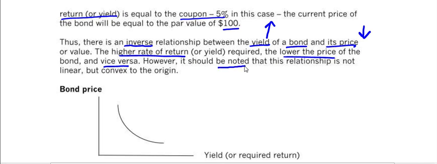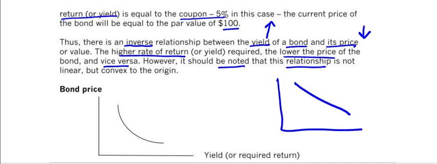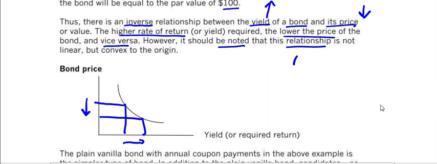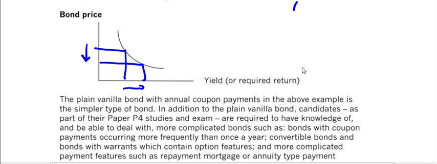But it should be noted that the relationship is not a straight line, but a convex kind of curve. Is that clear? So when your interest rates go up, this is your yield. Let's say your interest rates go up, your price will start to fall. So that's what you have here for example number 1.